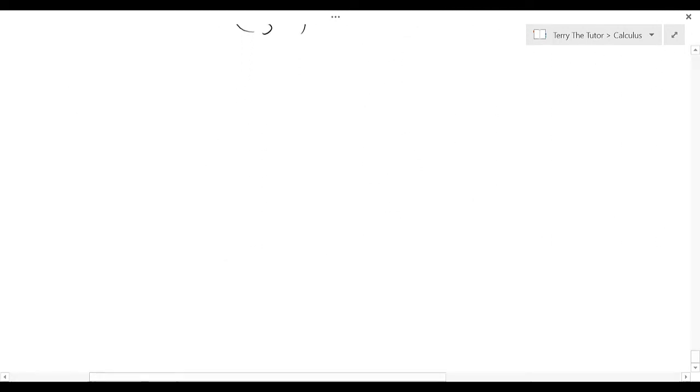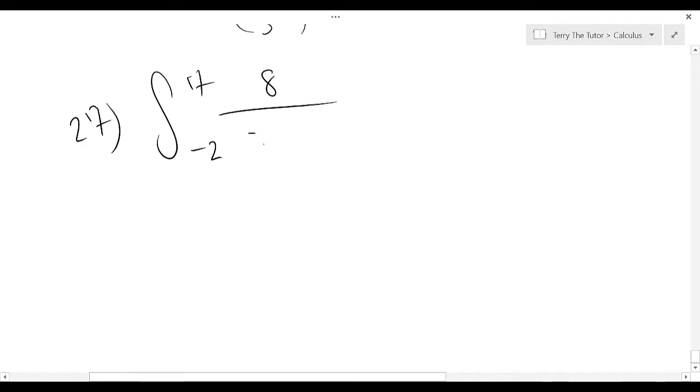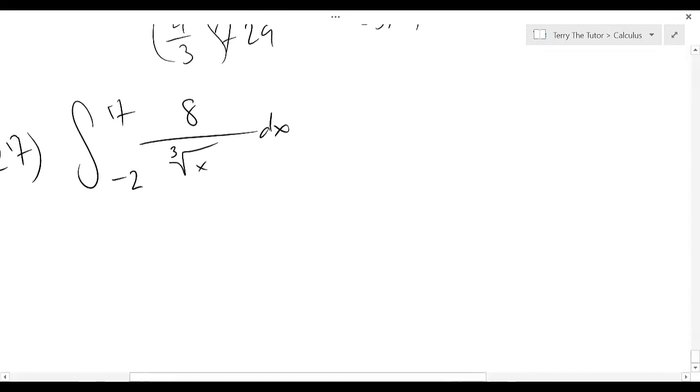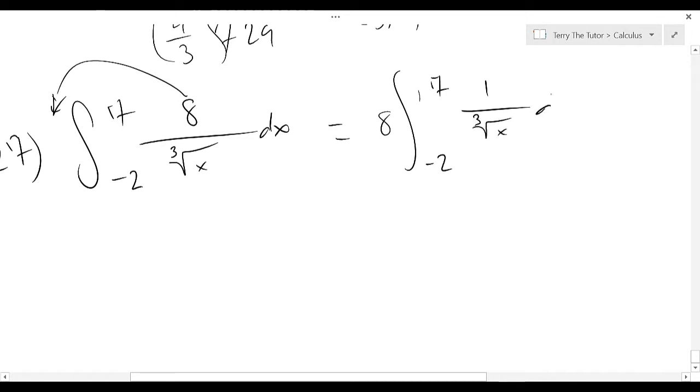Some of you might not care too much about that. Let's try 27. We've got the integral from 7 to negative 2 of 8 over the third root of x dx. My first step is to pull out the 8, and I wind up with 8 integral from 7 to negative 2 of 1 over third root x dx.